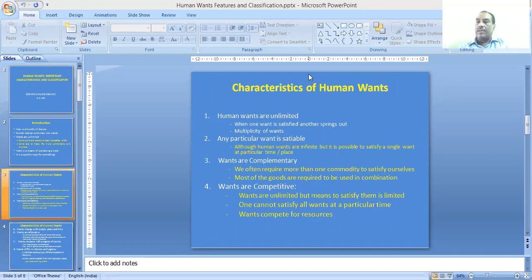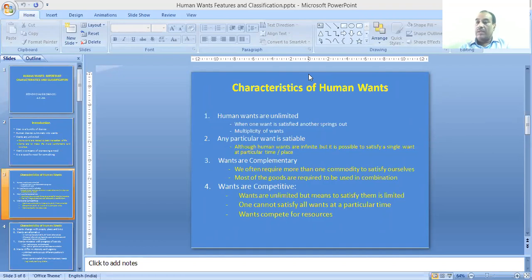Then wants are competitive also. We have limited resources, we have unlimited wants. So it is essential to prioritize our wants. It is essential to identify the most important wants, and then accordingly allocate your resources. So wants compete for resources. Wants compete with each other for resources, and that is why we say that wants are competitive.